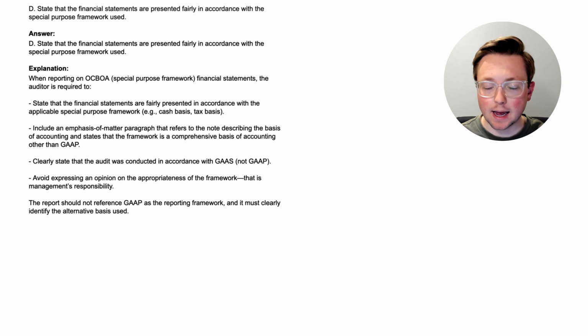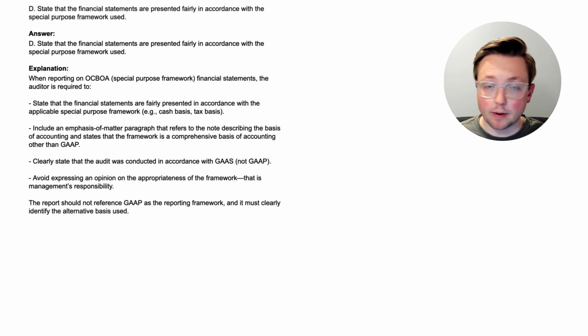So they basically just have to have an emphasis of matter paragraph pointing out that they are not using a GAAP framework. They also have to clearly state that the audit was conducted in accordance with GAAS, not GAAP, and again, those are the generally accepted auditing standards. And they also have to avoid expressing an opinion on the appropriateness of the framework. That is management's responsibility. So just to make sure that's clear, management is the one who's supposed to decide on the appropriateness of a framework, not the auditor.